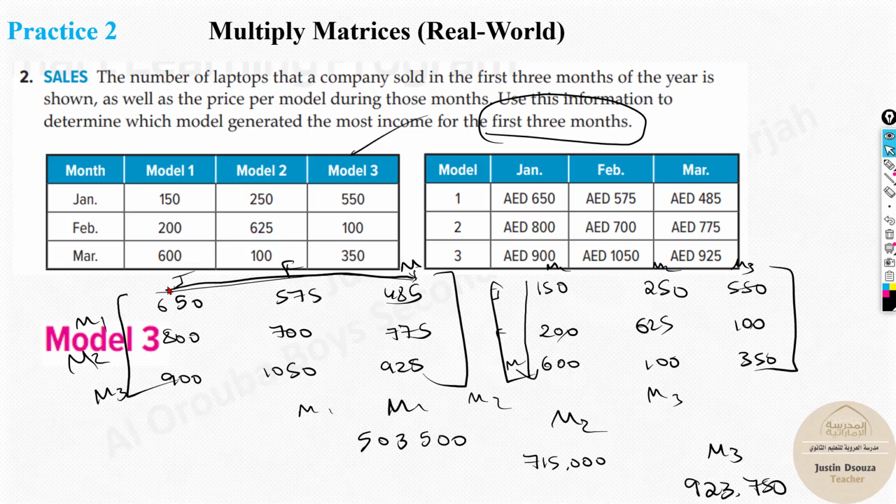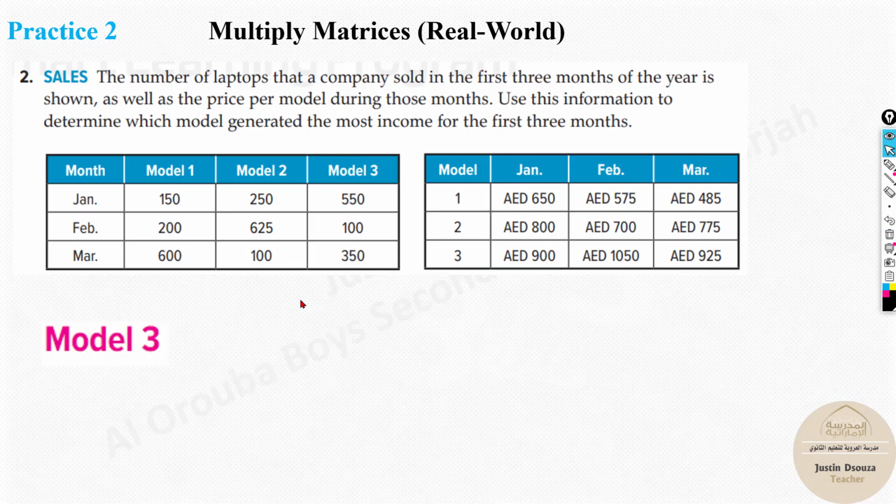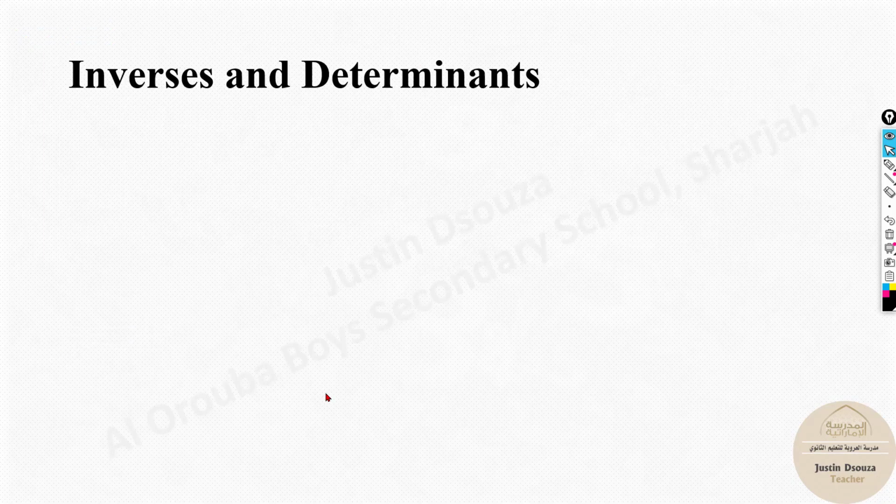Remember, see all the 3 months means have these 3 months over here in the columns and multiply the second matrix with model 1 to 3, not in the rows. This is how we do it. Over here we have to change and do it. That was about basic multiplications.